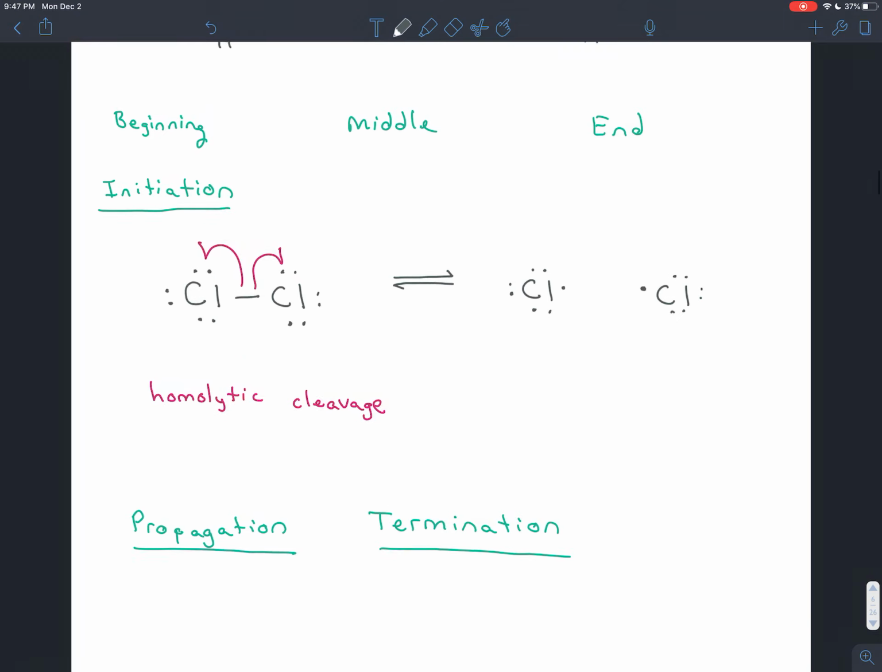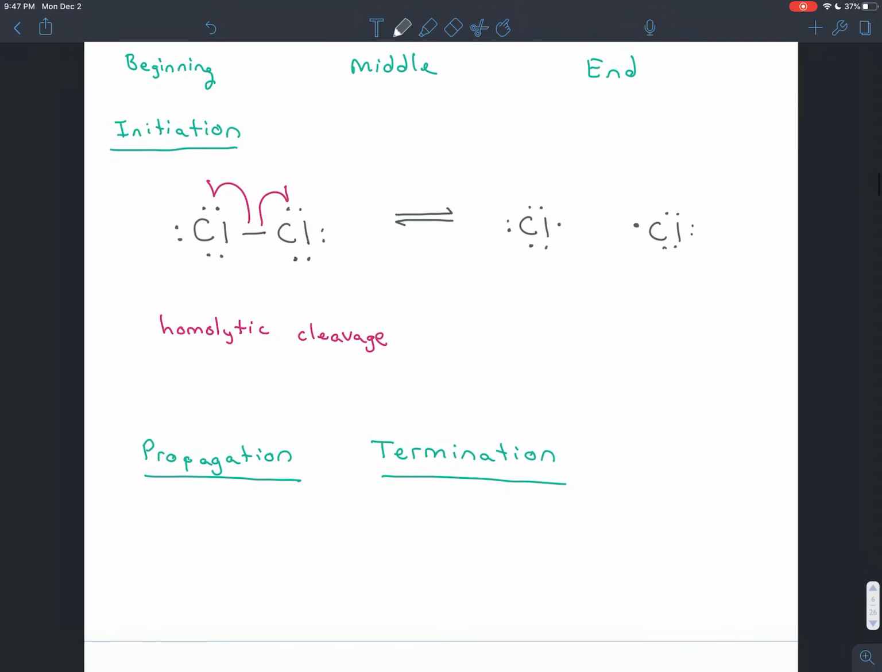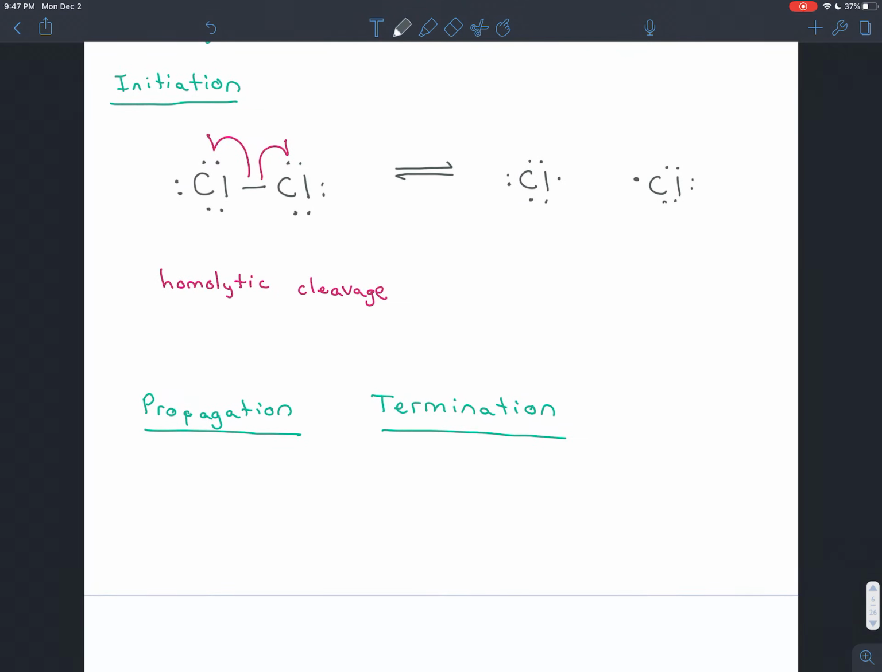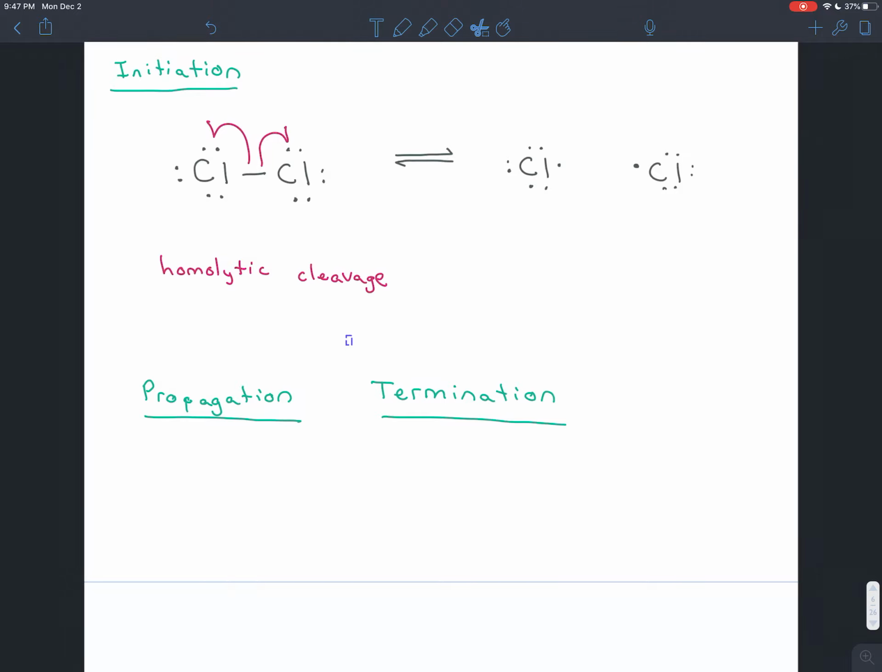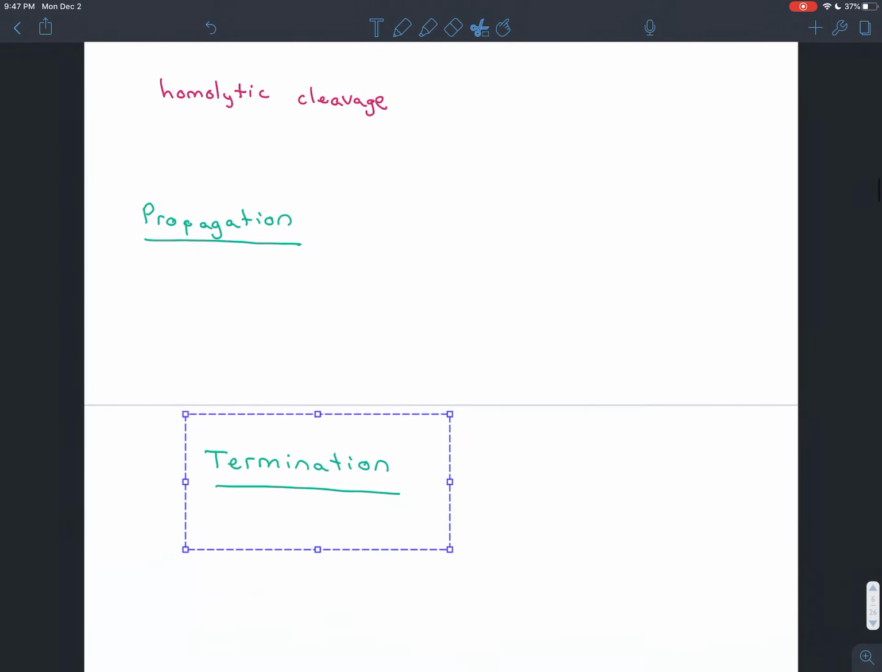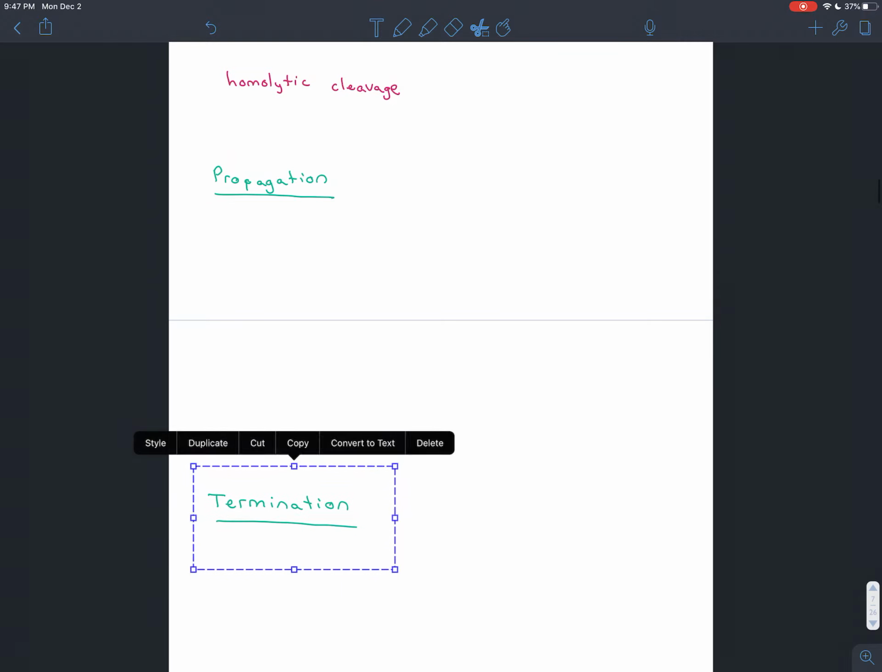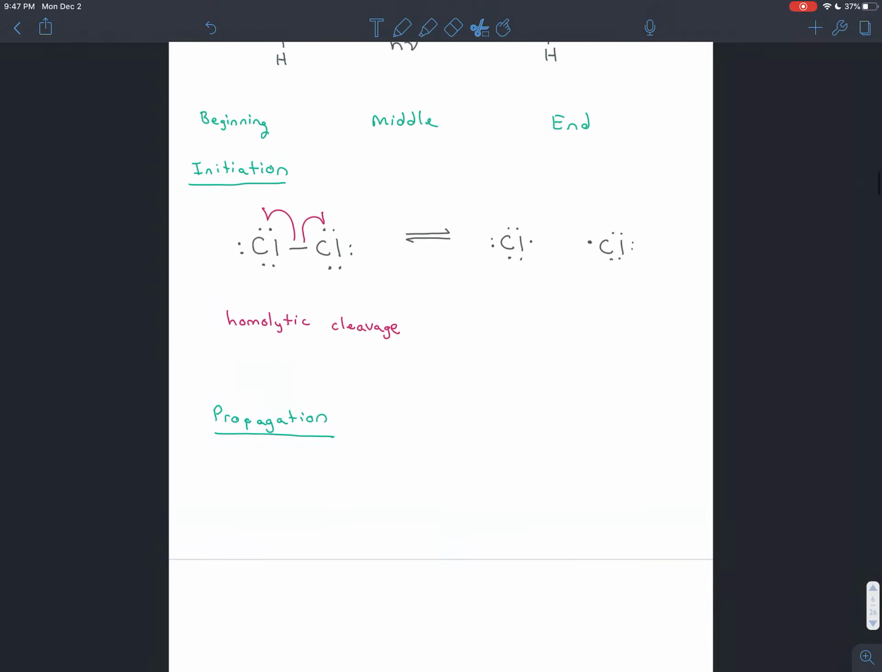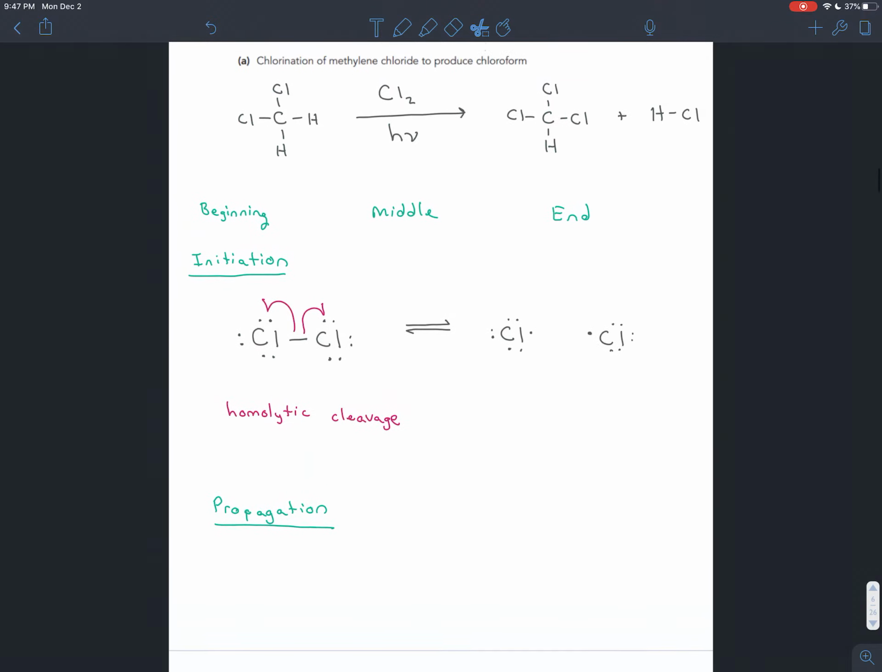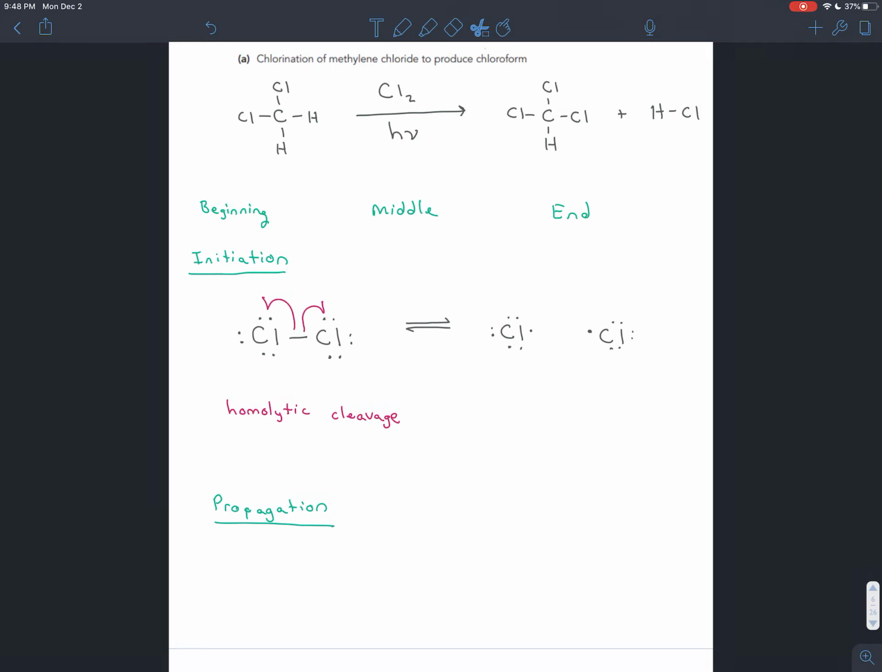So they're really reactive, and that opens up potential. That means you can get a lot of things done with them. That's exciting. But it also means that they're dangerous. So if you ever work with radicals, make sure you're extremely, extremely careful. Okay. So much for the initiation step. The initiation step creates radicals.